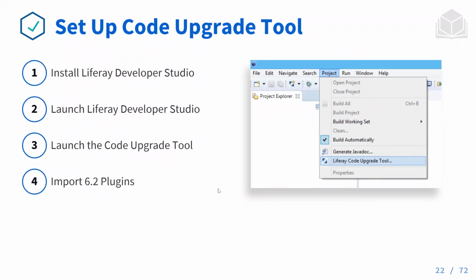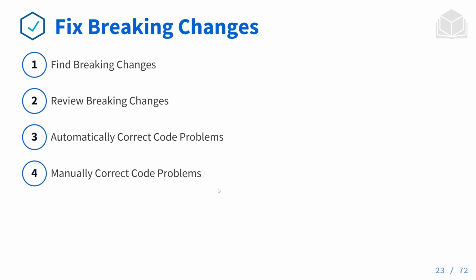So we're going to be walking through an exercise here. We're going to do this all together. We're going to start off by installing Liferay Developer Studio. We'll launch it, and then we'll launch the code upgrade tool. Once we launch the upgrade tool, we're going to bring in our plugins SDK coming over from Liferay 6.2. From there, what we'll do next is we'll use the upgrade tool to find some of the breaking changes. It'll give us a list of everything that's wrong, and then we'll take a look and see what changes the upgrade tool resolves for us.